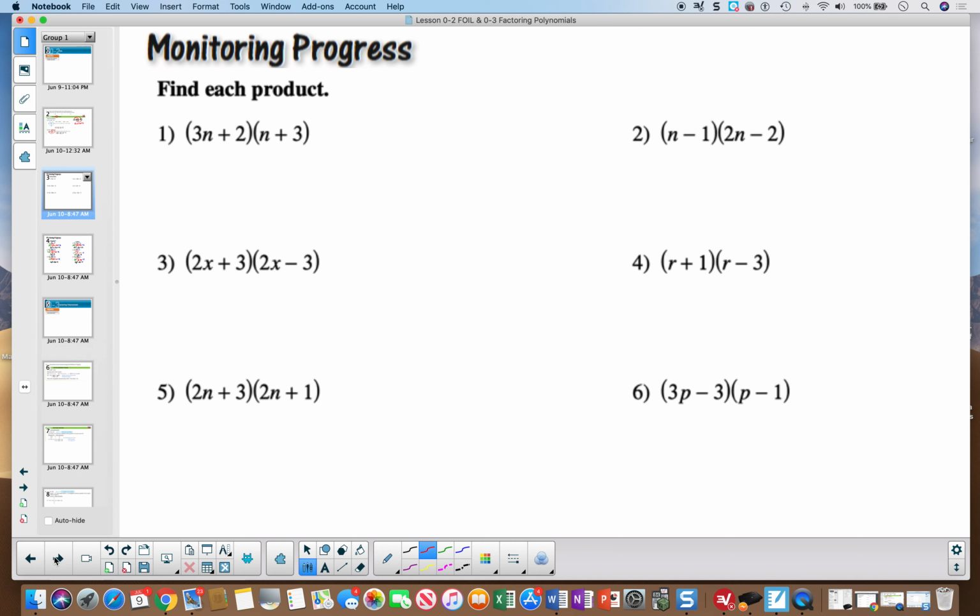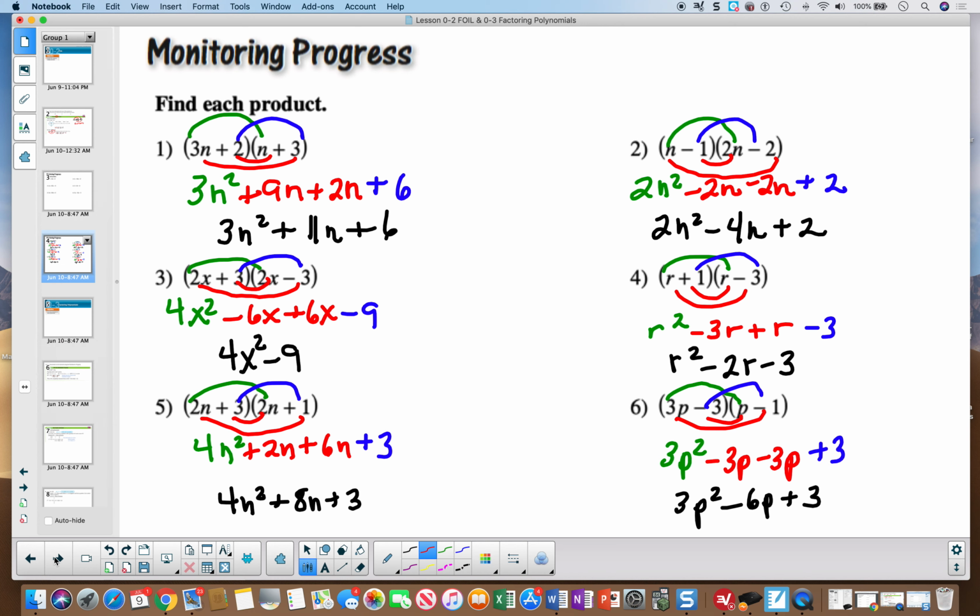Okay, I'd like to pause the screencast. You stop the screencast and try these 6 problems. And then on the next page will be the answers. Here are the answers.